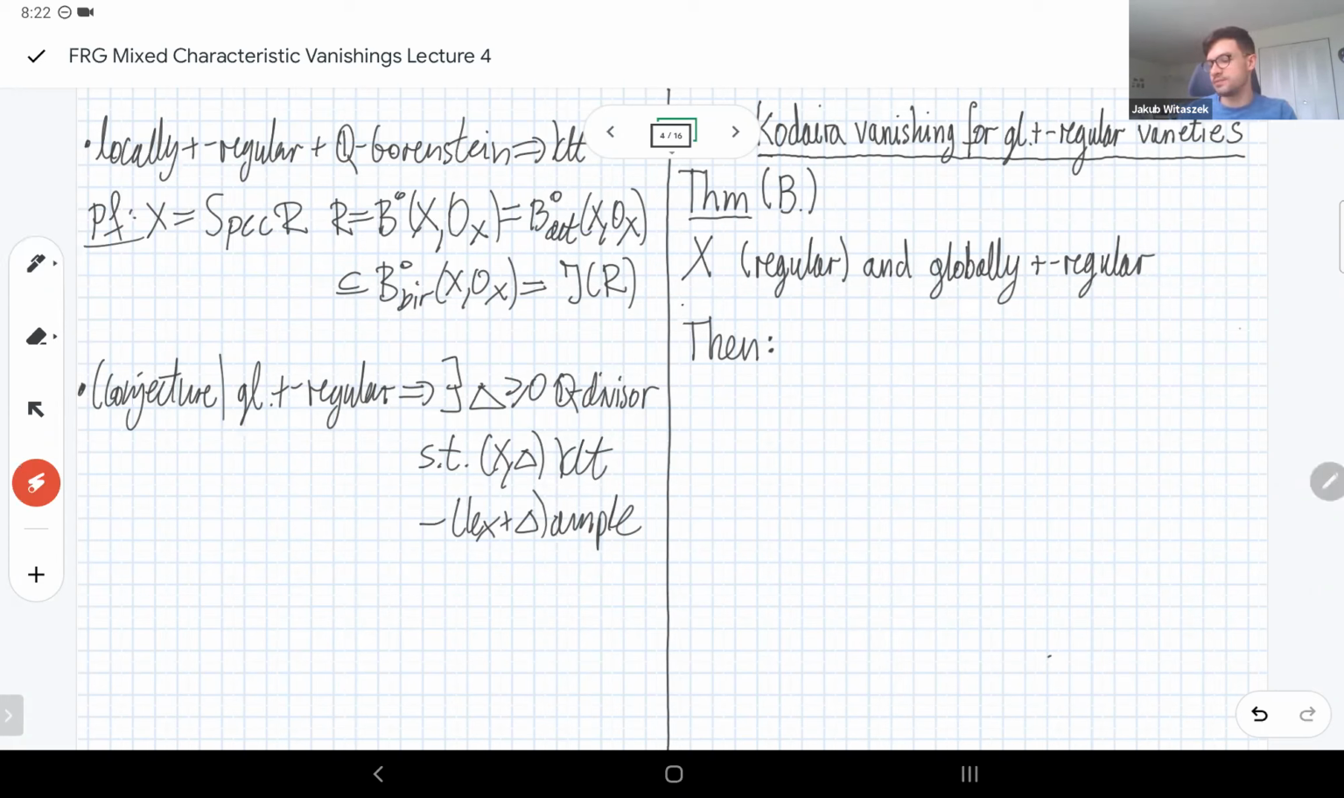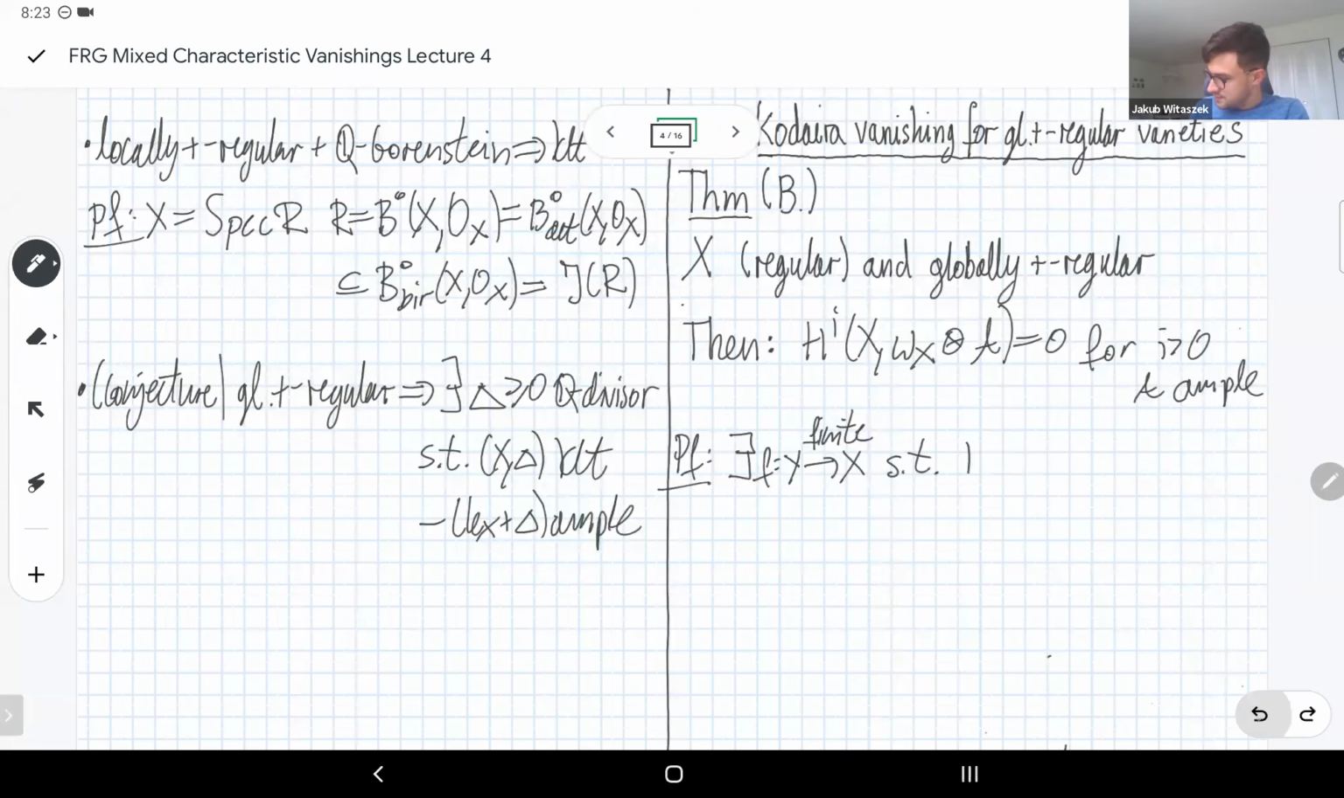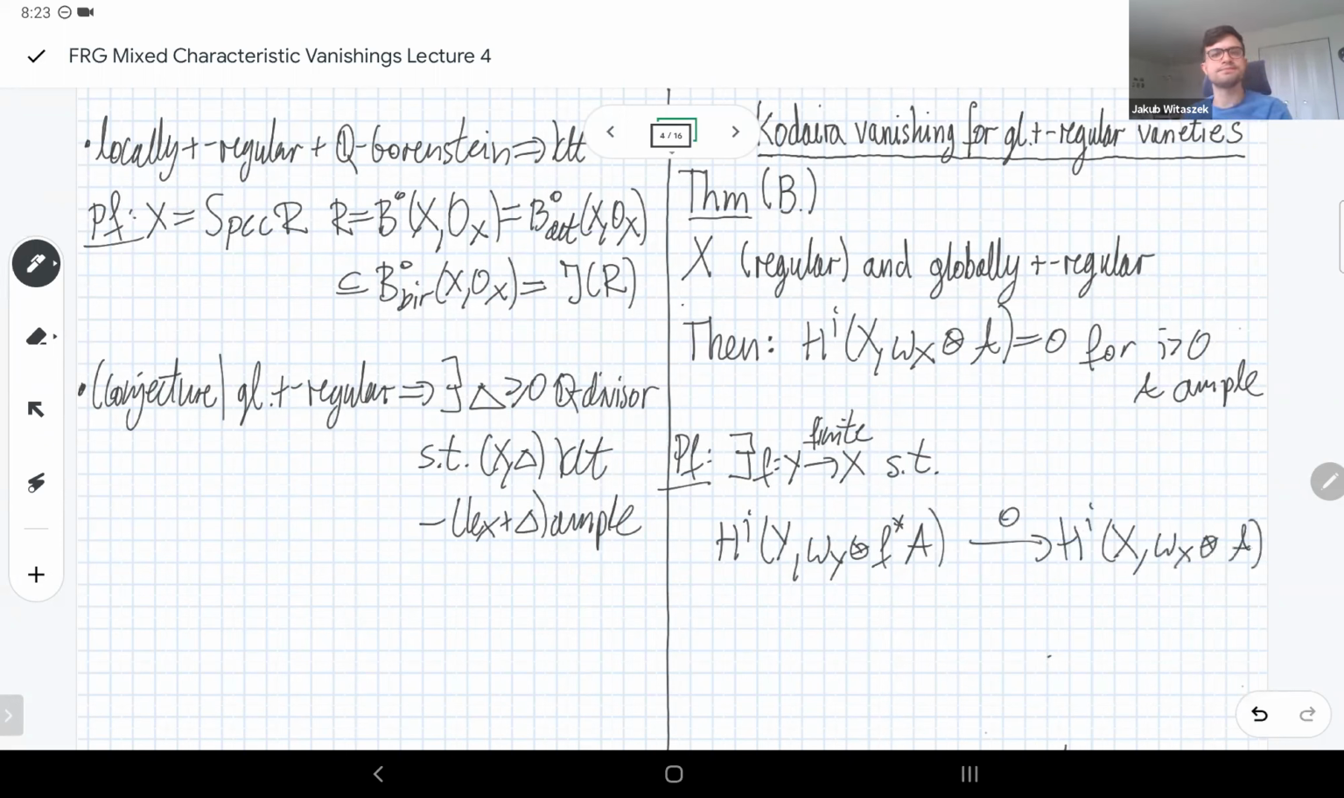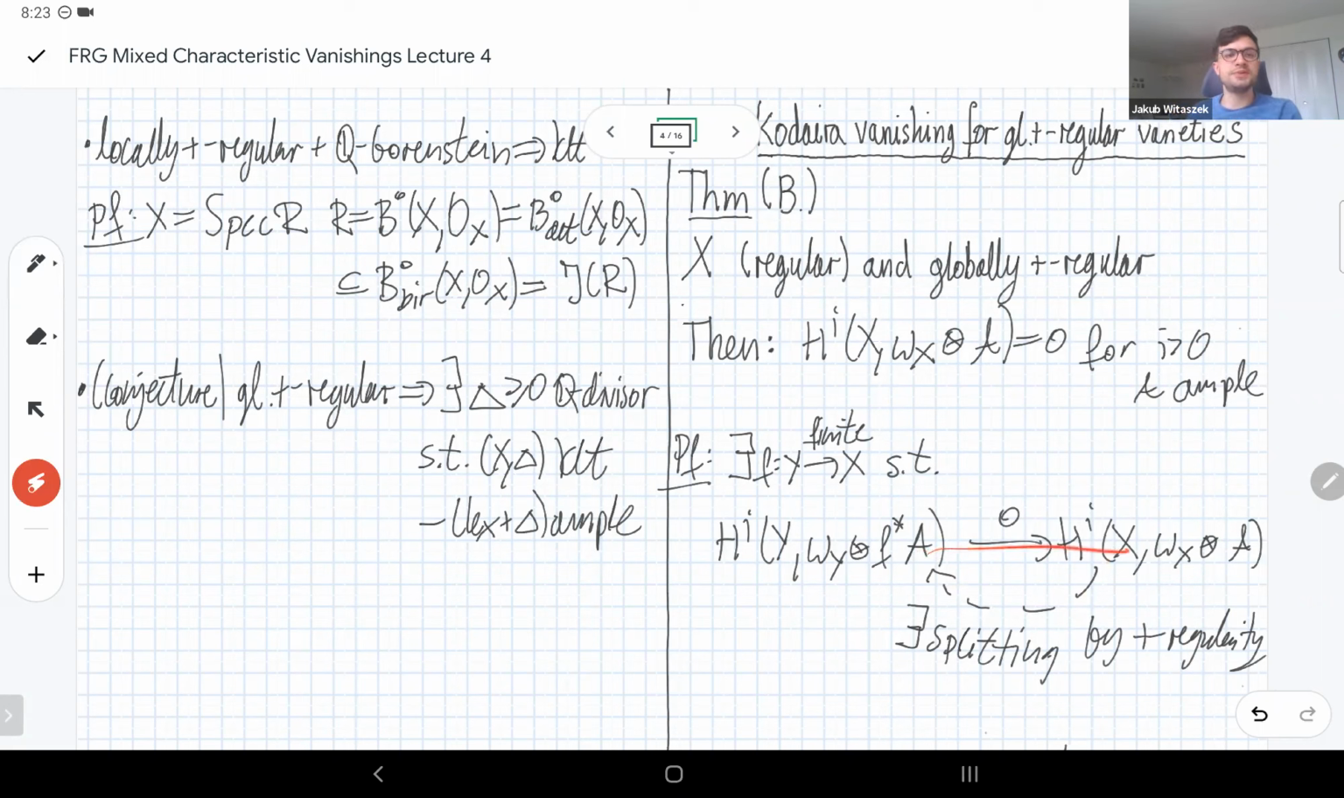Okay, now the proof goes as follows. By the result I stated in the beginning, you have a finite cover Y to X such that the map H^i(X, omega_X tensor A) to H^i(Y, omega_Y tensor the pullback of A) to H^i(X, omega_X tensor A) is a zero map. On the other hand, by taking duality, this plus regularity gives us a splitting. But a projection onto a summand can't be a zero map. In other words, going left and right must be an identity, but it factors through 0. So the right-hand side is 0 as well.